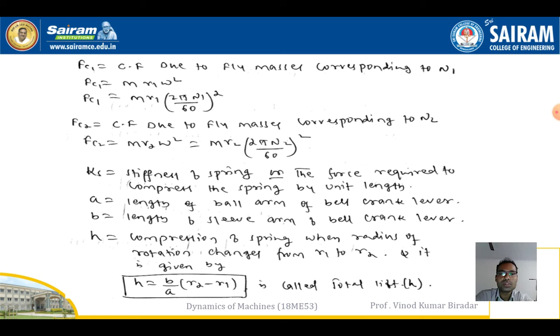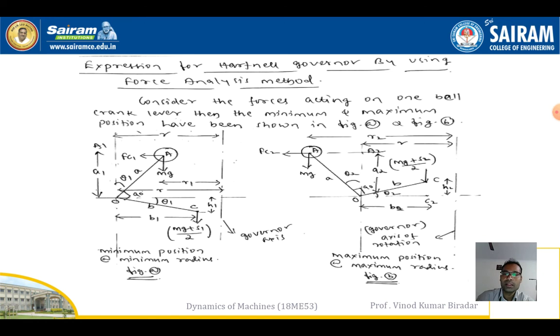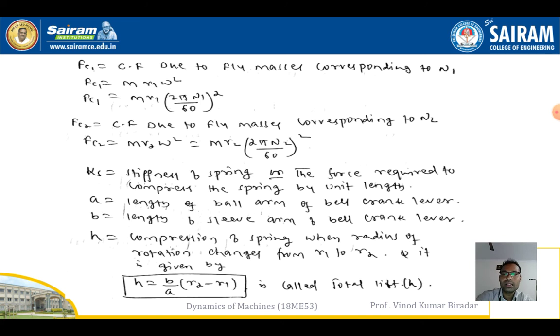Okay, ks is the stiffness of the spring, or the force required to compress the spring by unit length. In a Hartnell governor we normally use a spring that can be compressed within a small unit length, so that is assumed as ks. And a is the length of the ball arm of the bell crank lever. I have shown it in the diagram also, just observe here, length a, on the left hand side and right hand side. b is the length of the sleeve arm of the bell crank lever. So don't get confused: a is the ball arm, b is the sleeve arm. And h is the compression of the spring when the radius of rotation changes from r1 to r2. This depends upon the engine speed.